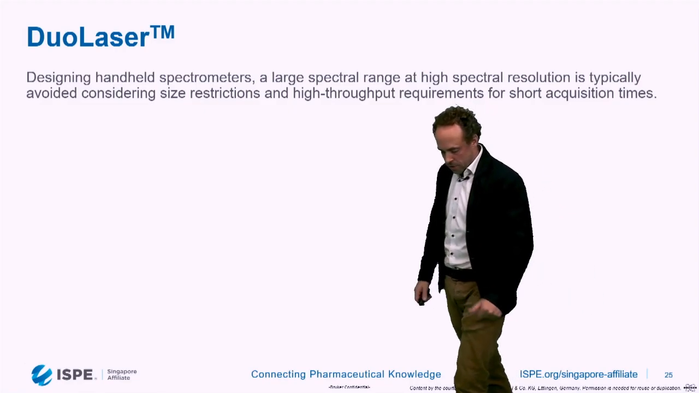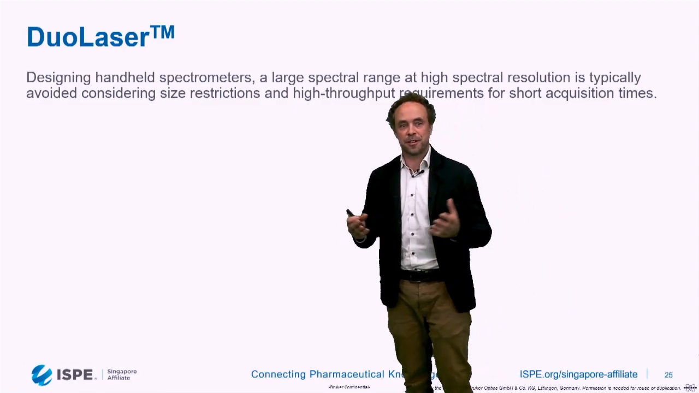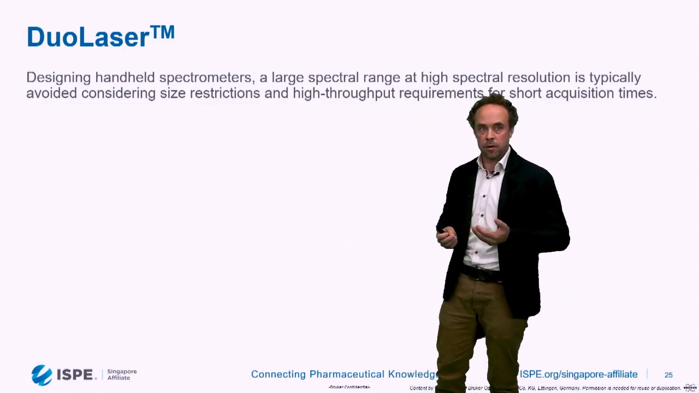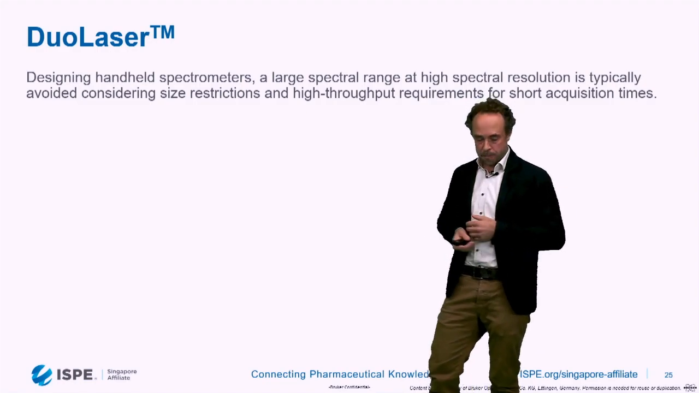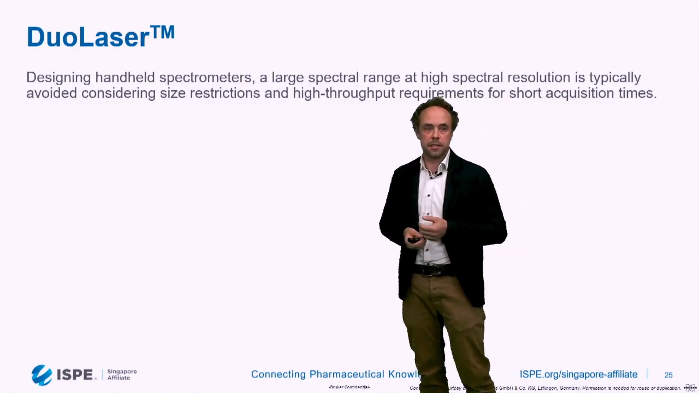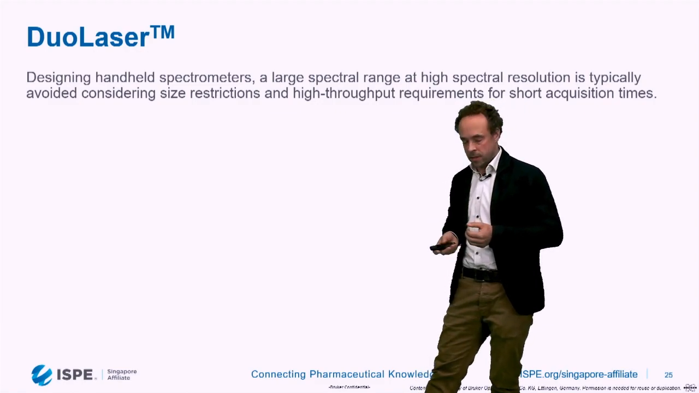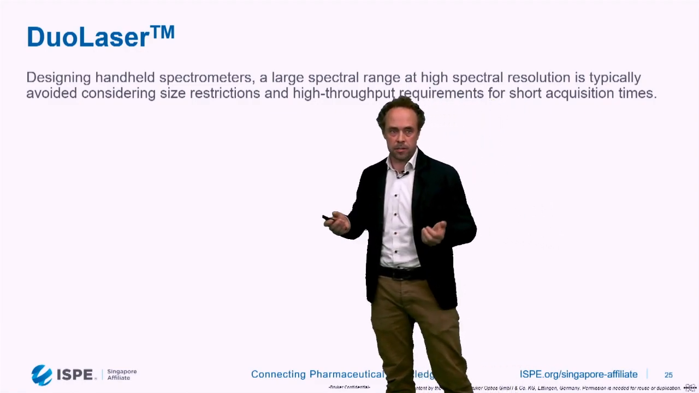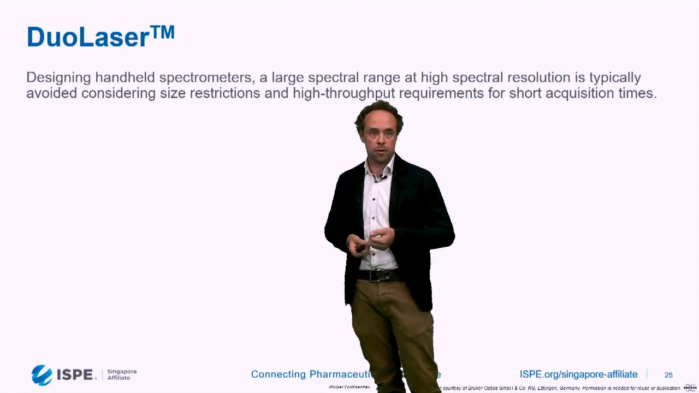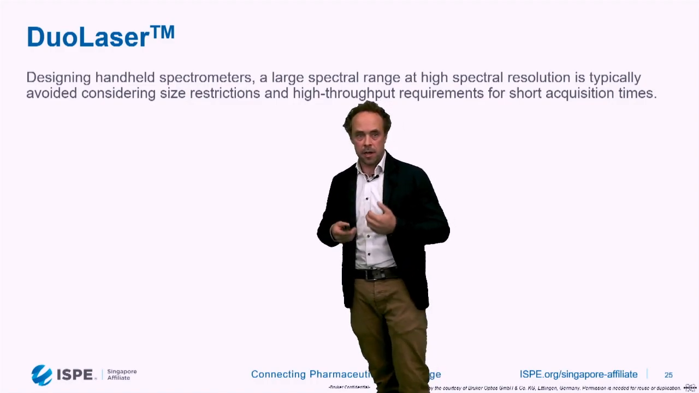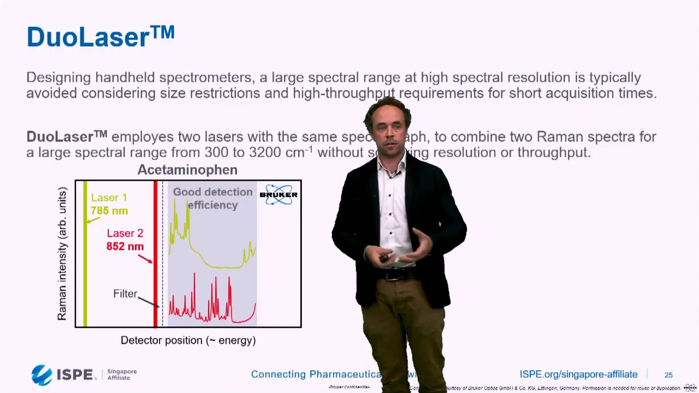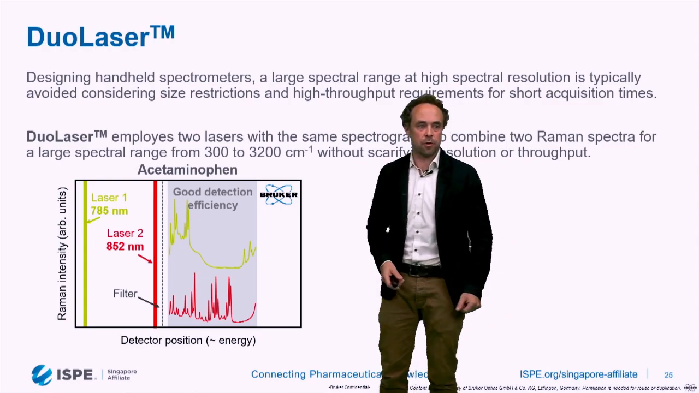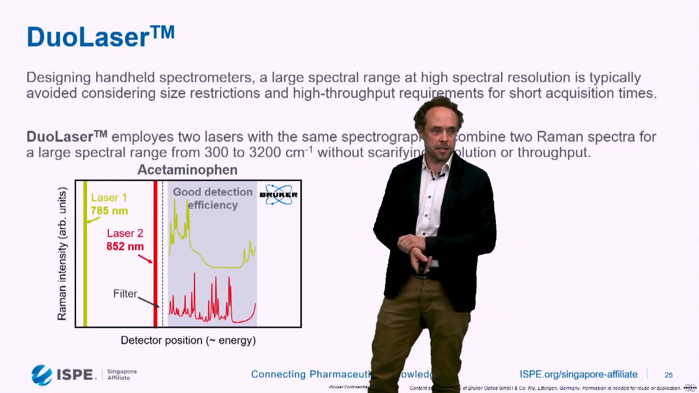So another challenge with handheld instruments is that they are typically rather small. Achieving, for example, a large spectral range at a decently high spectral resolution is typically difficult because there are size restrictions, and of course requirements for high throughput and short acquisition times. No one wants to hold this handheld at a sample for a very long time.